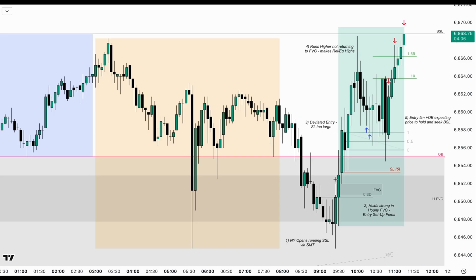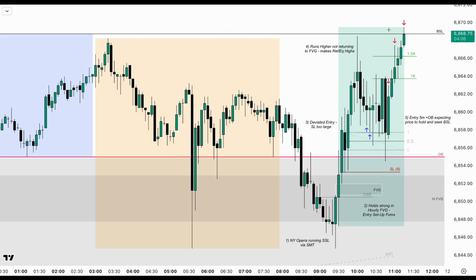Then we have our actual entry setup right here, where we have our change in the state of delivery bullish and our fair value gap as well. Normally I would take my entry on this close once we create that fair value gap, but it's too large of a stop loss, so I'll deviate until we come back to the fair value gap. Never ends up happening. What do we see?